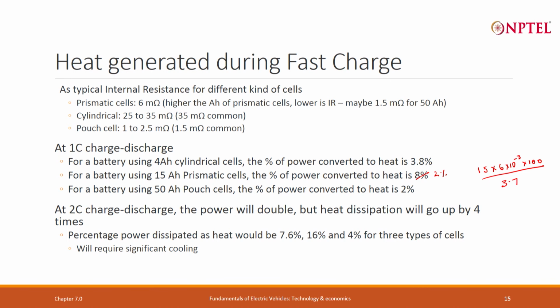Now, at 2C the power will double, but heat dissipation will go up by 4 times. So, the percentage will actually double, not go up by 4. 3.8 will become 7.6, this will become about 4% and this is also 4%. So, this is something that we have to remember.